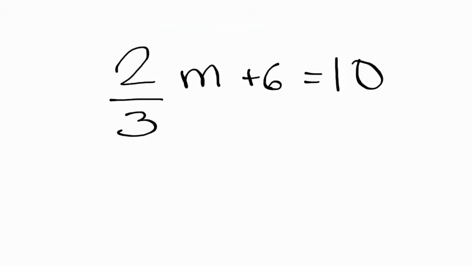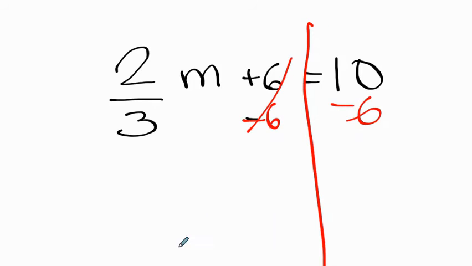Now what happens if you have a problem like this? So it's the same type of problem. I'm going to start by getting rid of the constant on both sides of my equation. This cancels out. This looks a little bit different. 2/3 of m equals 10 minus 6, which is 4.